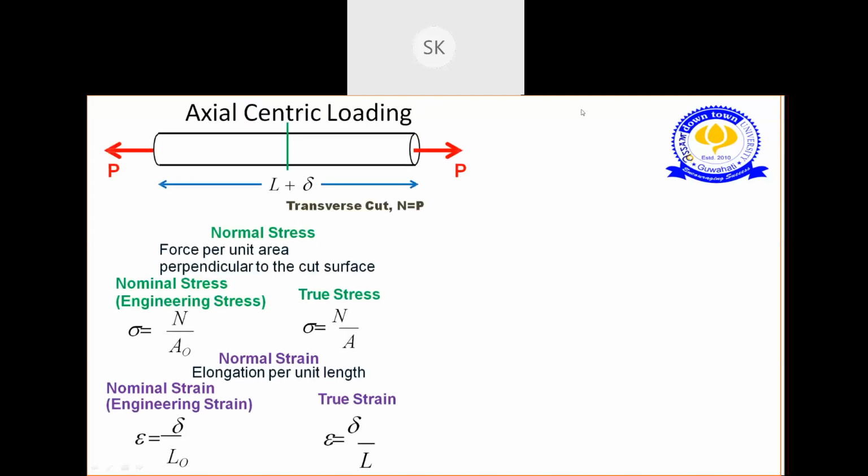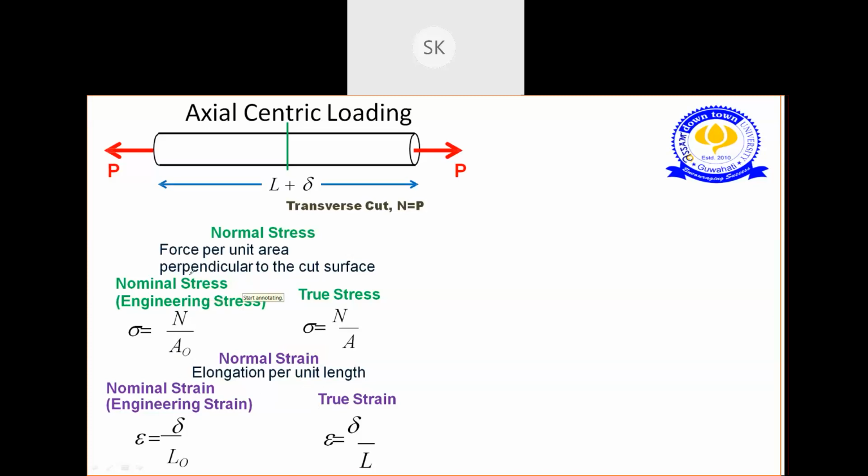Just before that, let's review what we have studied so far. We have taken a member. We looked at axial loading, where we applied an external force to a member. It stretched out and became longer in length, which is represented by delta. We did a transverse cut to this member and found that the normal force is equal to P. Then we talked about the concept of stress, which is force per unit area perpendicular to the cut surface, and then we discussed strain, which was elongation per unit length.